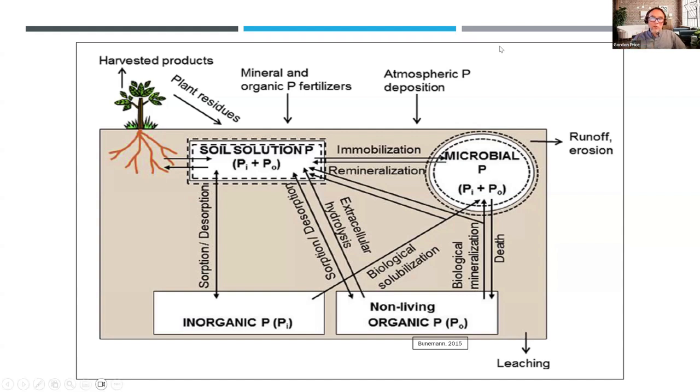Mineralization and immobilization will occur with any of the elements of interest, NPK and our micronutrients as well. They all undergo very similar chemical and biological interactions. And therefore, it means that we have to be careful with respect to some of the outcomes, such as runoff and erosion and leaching, which may have environmental impacts.